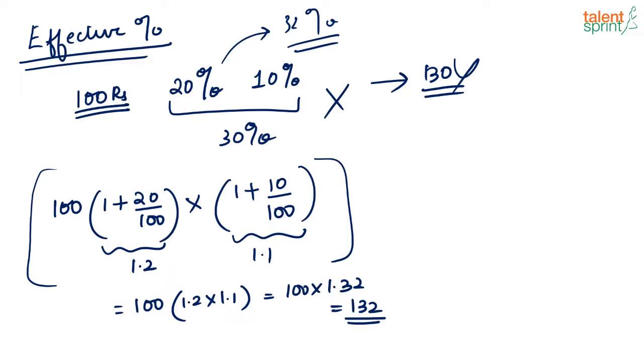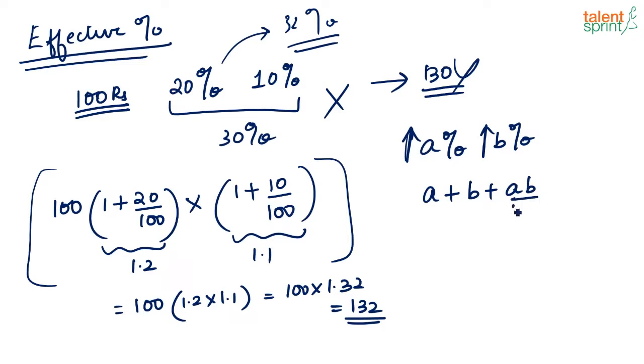Let us say an article's price, or any quantity, changes first by A percentage followed by B percentage. Here I am first going to assume that both are increasing. Whatever we are considering, here I am considering price. So the price of the article is increasing by A percentage followed by B percentage. The net effective change in percentage is given by this formula: A plus B plus AB by 100.